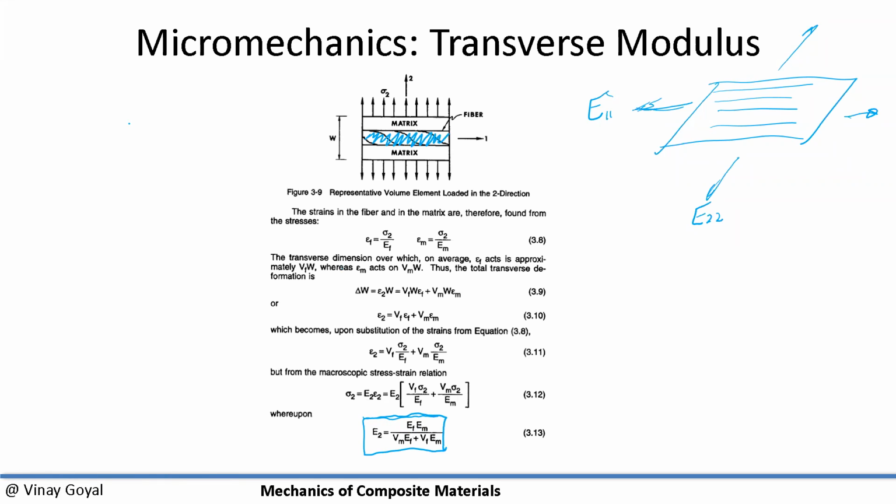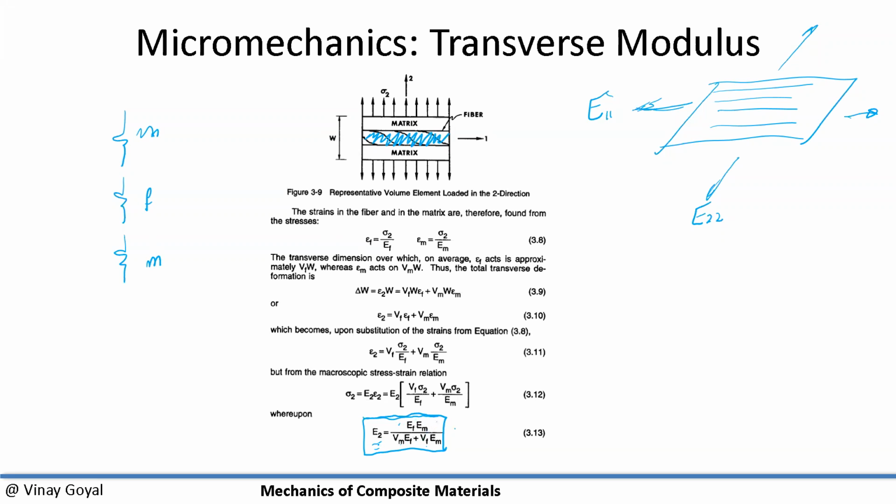What is this saying really? It's saying that I have three springs in parallel. That's your matrix, that's your fiber, that's your matrix. So I have three springs in parallel, and that's what's causing the equations to look like this. Again, if I have the modulus of the fiber, the matrix modulus, and I know the volume fractions, I can get E22 with reasonable accuracy. Not perfect, but to some extent.